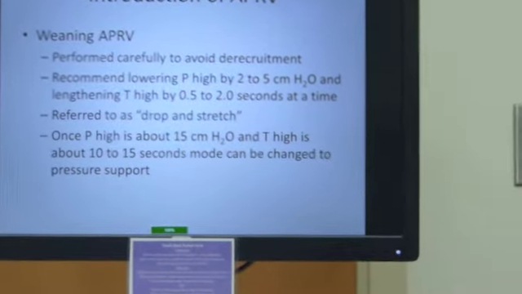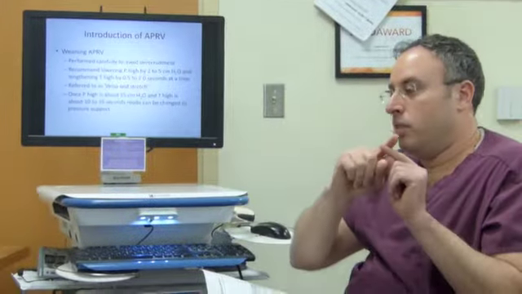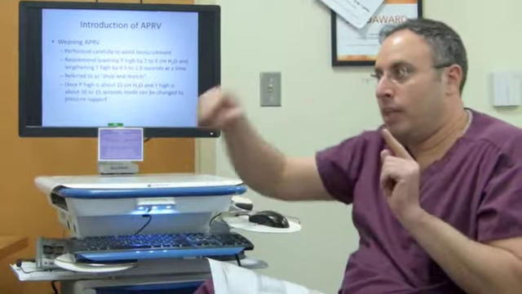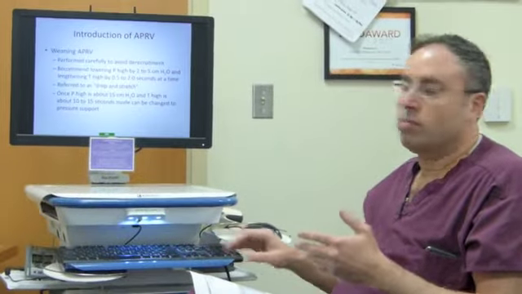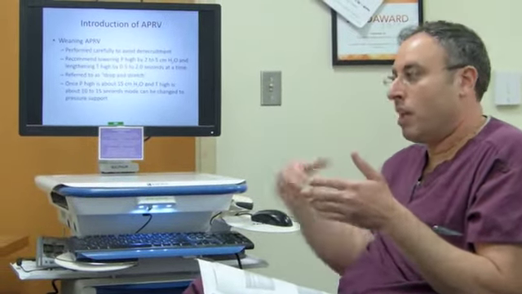And you can keep going. So whether you're doing 2 or 5, you can keep going until the T high is so long that they're basically just doing spontaneous breaths on the CPAP, and that's basically pressure support. Ideally, if you're doing it right as you're weaning, you should be weaning to pressure support. And you avoid the de-recruitment that occurs when taking that away and putting them on a PRVC or a volume control mode.